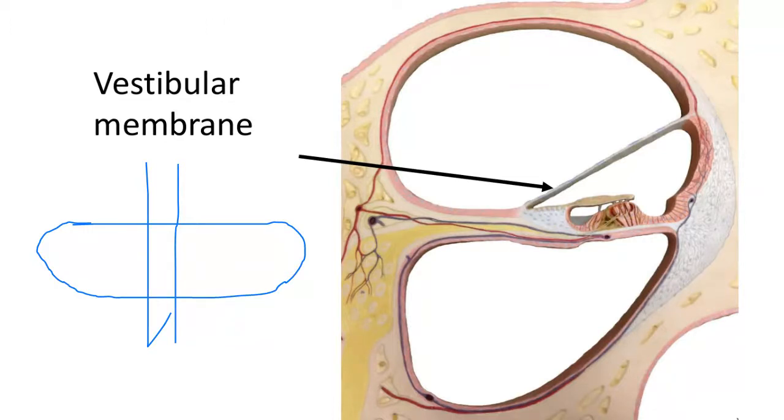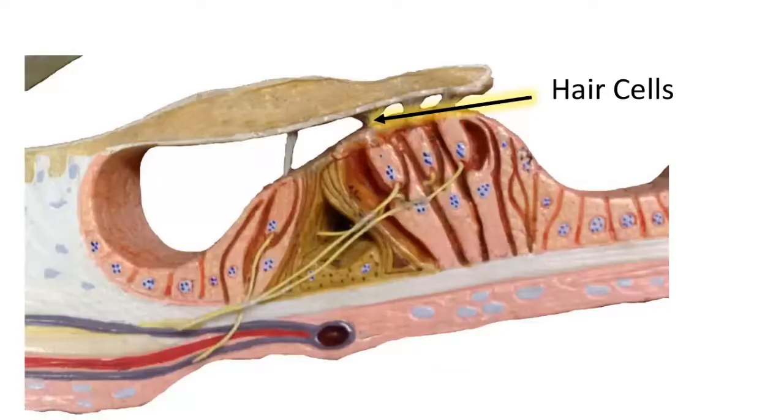Now I'm going to zoom in on this structure right down here. I know these slides are in a weird order. These are hair cells, and these hair cells are mechanoreceptors. They're a specialized type of mechanoreceptor. We'll get into the mechanics of all that.